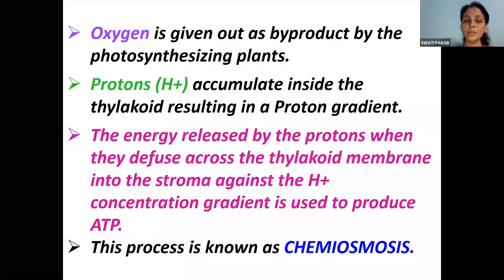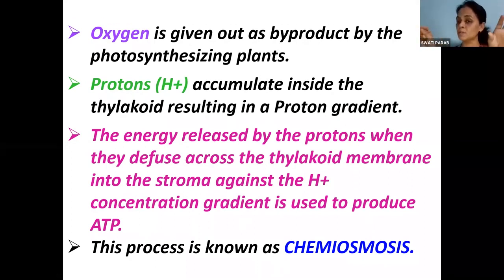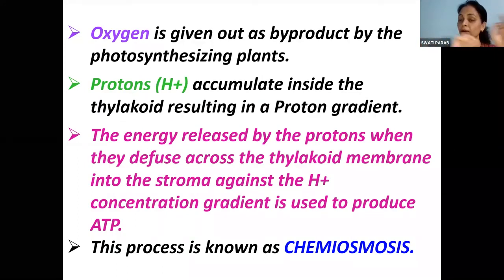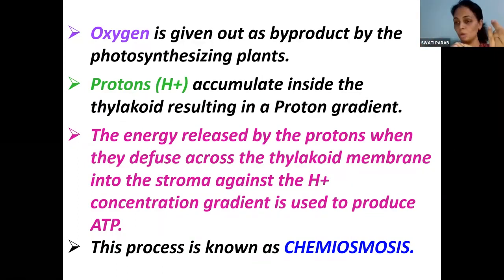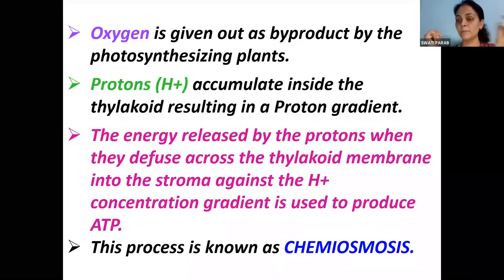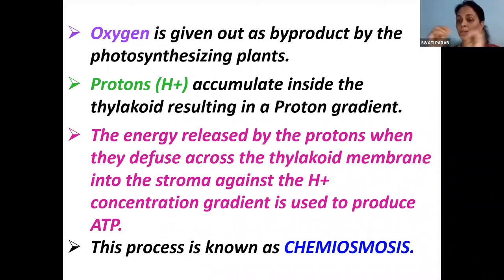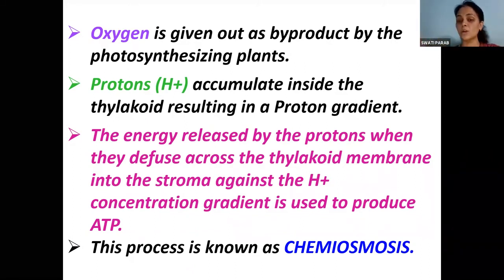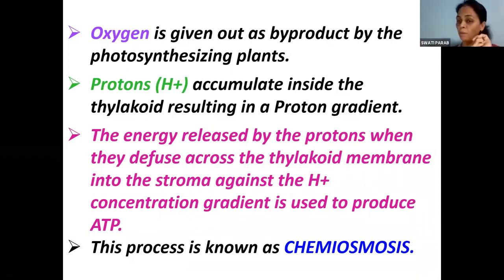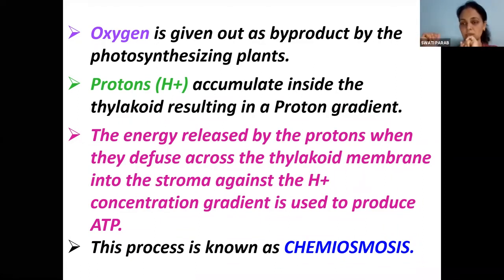Now why am I telling you about this? Because we are going to study chemiosmosis. And just before, I told you what we mean by chemiosmosis: it is transfer of ions through a semi-permeable membrane. If it is photosynthesis, it will be through the chloroplast. If it is respiration, it will be through the mitochondria. We require protons and electrons. So the energy released by the protons will diffuse across the thylakoid membrane into the stroma, and due to this an electron gradient is established.